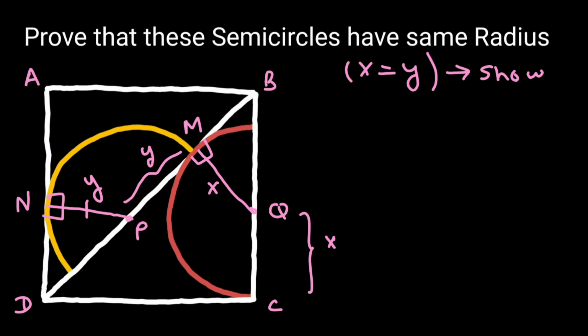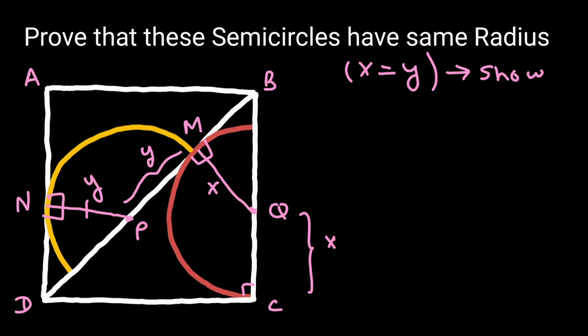So here we have utilized two of the tangent points. Now let us utilize the third tangent point, that is at the point C. The red semicircle is tangent to the side DC at the point C. Hence the angle over here would be 90 degrees, because QC is ultimately the radius of the semicircle.